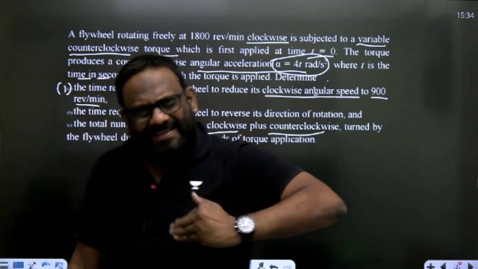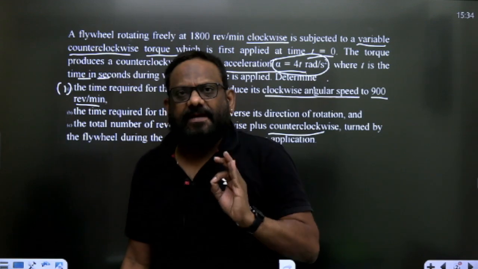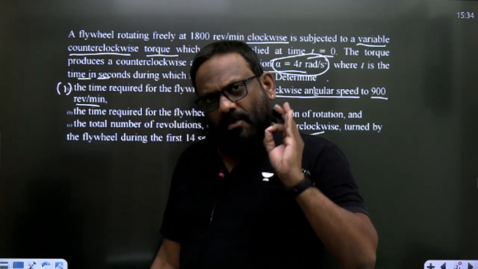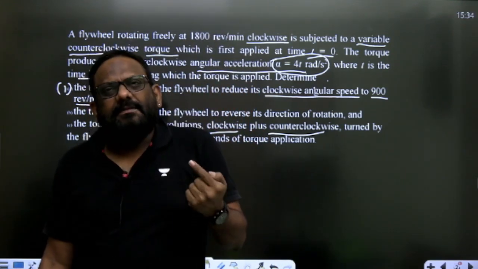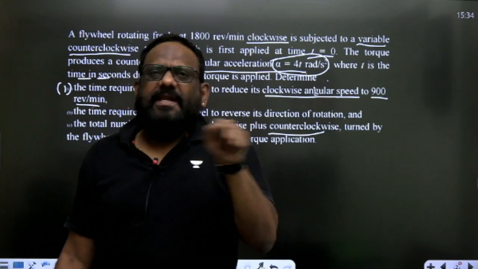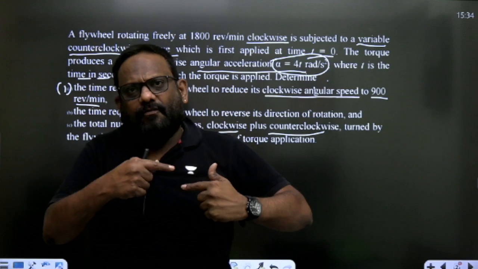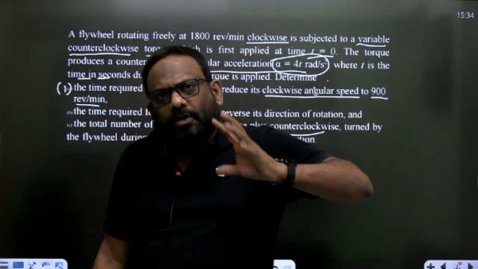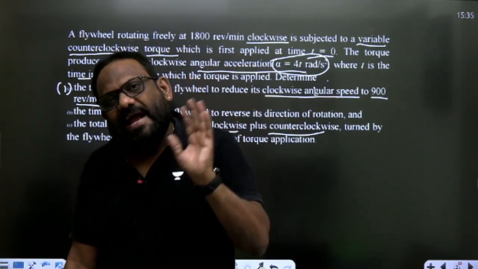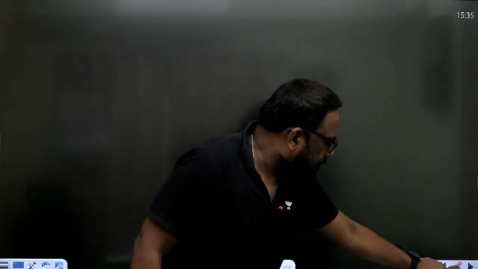So what is happening when you apply that counterclockwise torque? The speed starts reducing. The first question he asked is, in how much time is the speed reduced from 1800 to 900? Second, at what time is the speed reversed? He's asking when the speed becomes 0. If the speed is to be reversed from clockwise to anti-clockwise, it should become 0. Then only does it change its sign. And the third one is the total number of revolutions, clockwise plus anti-clockwise, in the first 4 seconds of application of this torque. A wonderful question. Let's try to solve this question.